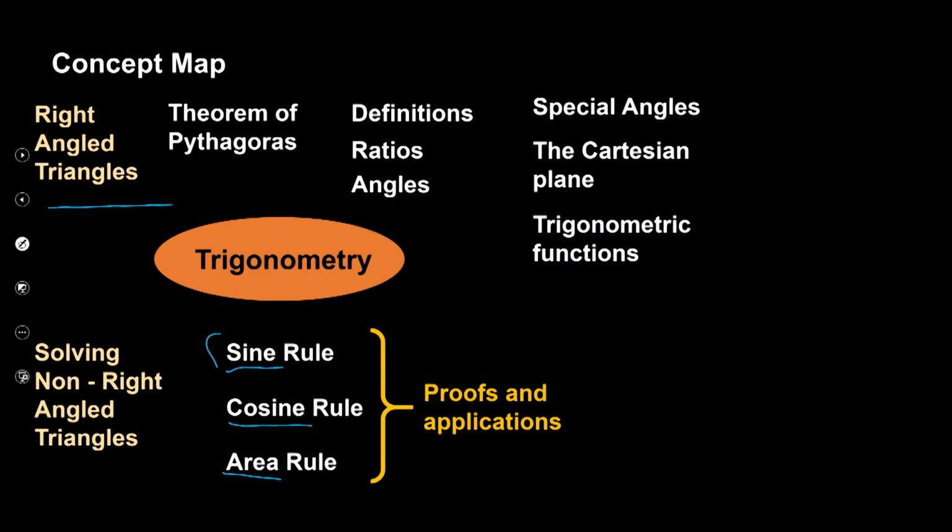The first two rules will help us to find the lengths of sides as well as unknown angles in non-right angle triangles. The area rule will be used to find the area of triangles when we don't have enough information to use our regular half base times height formula.